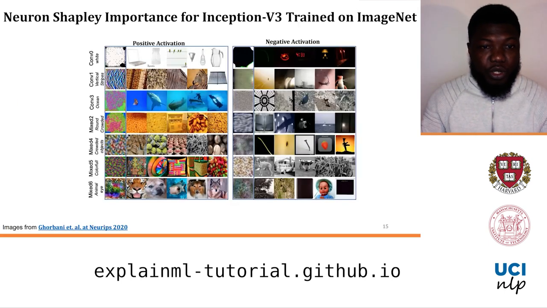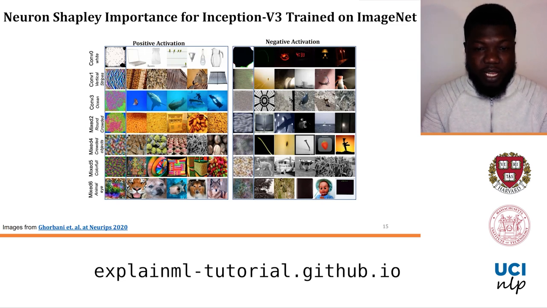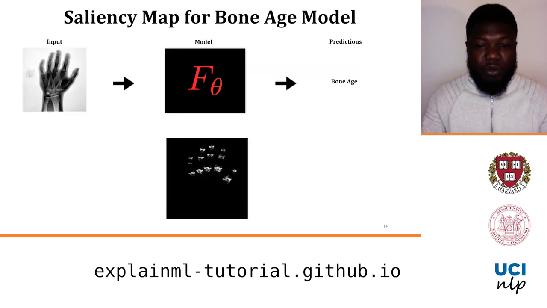So here we're showing a neuron ranking method, which is a method that ranks the neurons, in this case, the filters of the Inception V3 model trained on ImageNet. And the visualization you're looking at here is showing the top ranked filters along with the images that positively activate and also images that negatively activate these filters. Moving to a medical image setting, here we're showing a saliency map visualization for an input for a model trained on radiographs. And the task here was to predict bone age.